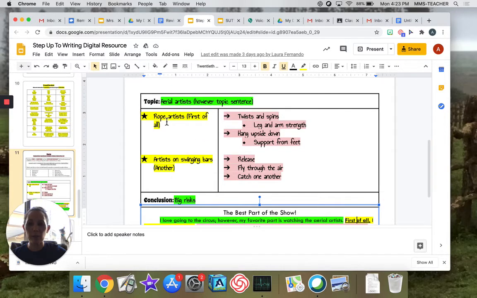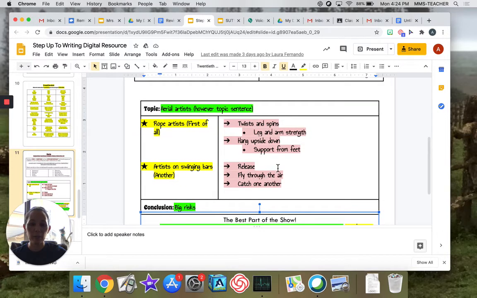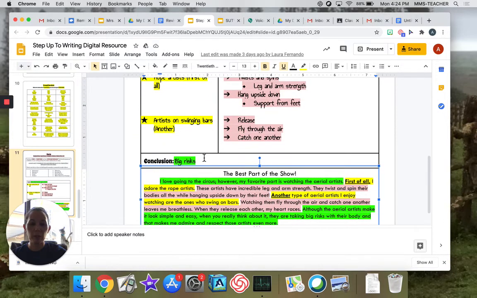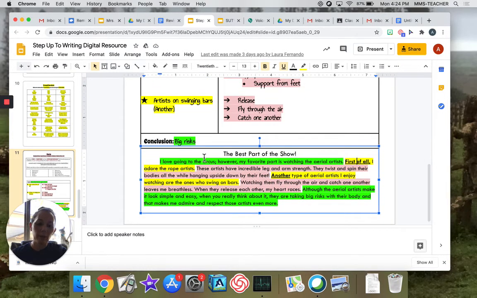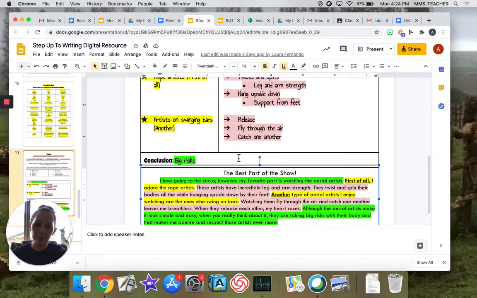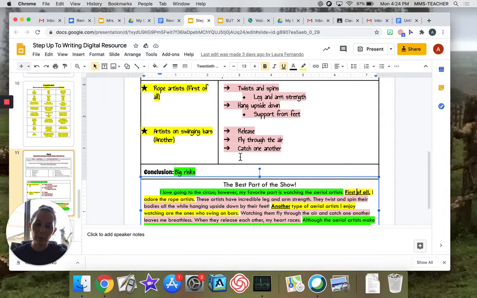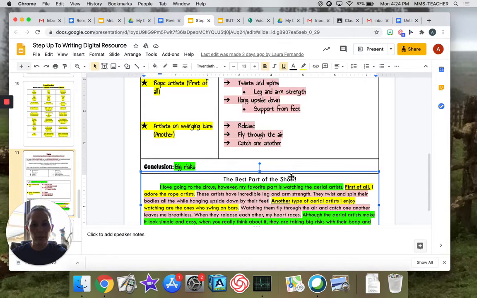Now, we can't just say that and continue on and then talk about artists swinging on bars. We need to stop and explain. So I'm going to repeat the transition. It says, first of all, I adore the rope artists. And let me do some explaining and stop. Okay, I'm going to refer back to my T-chart and remember the notes I took. Okay, so from that, I'm going to write my E's. These artists have incredible leg and arm strength. They twist and spin their bodies all the while hanging upside down by their feet.